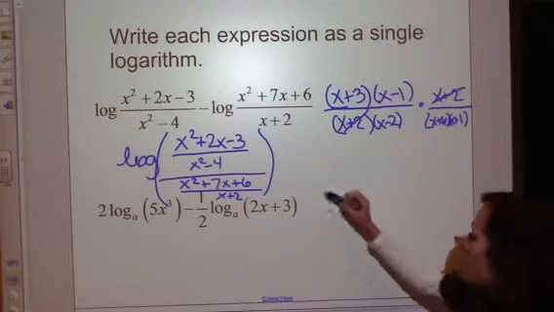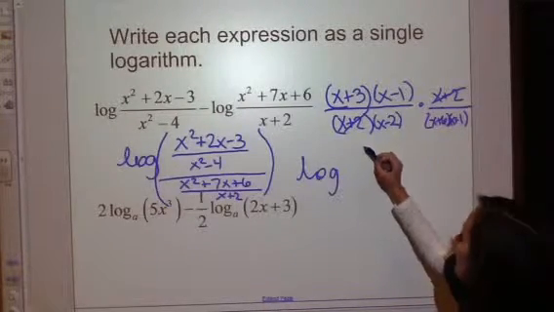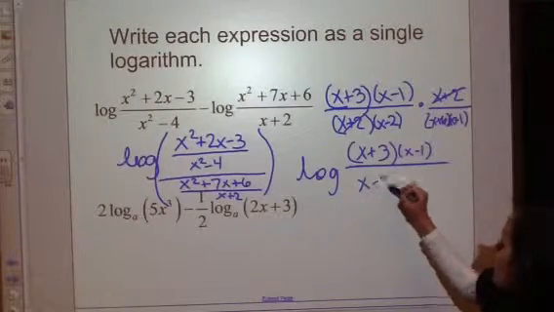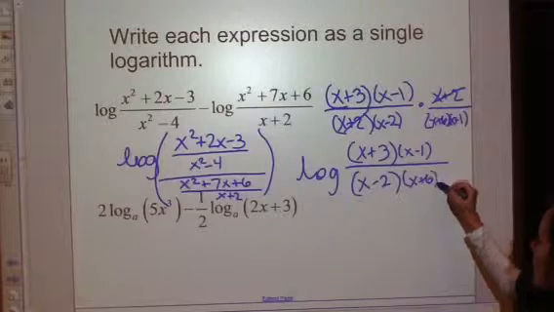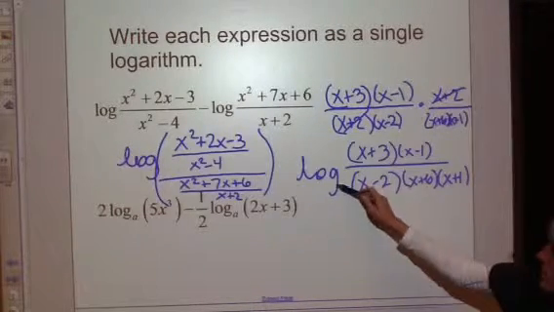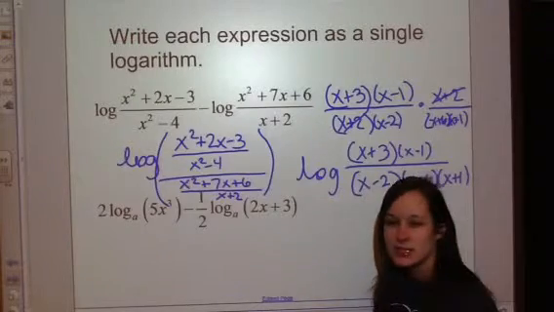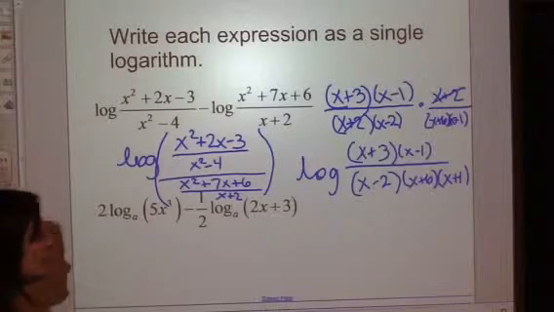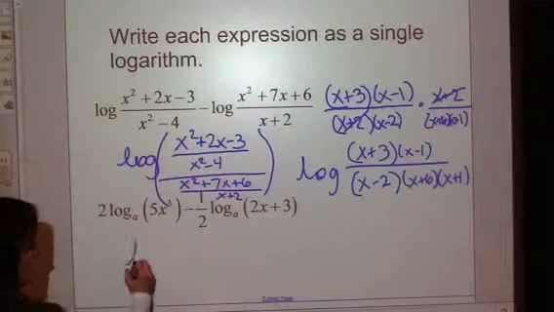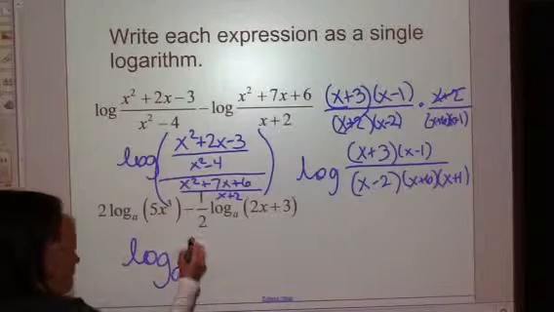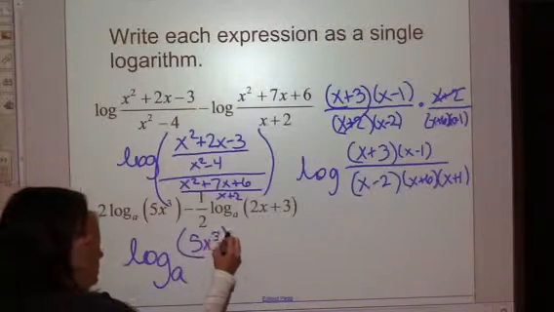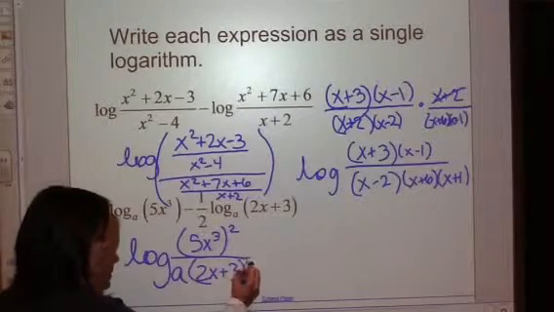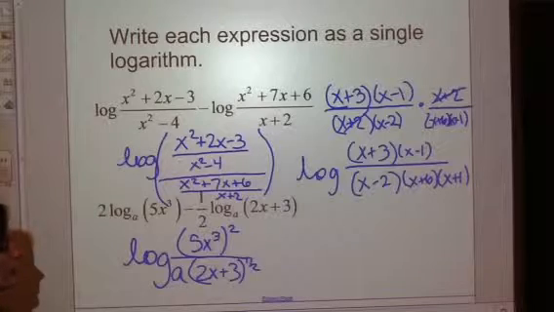Now this would be for extra credit. So you get log of x plus 3 and x minus 1 on top over x minus 2 and x plus 6 and x plus 1. Notice this didn't have a base on the log. That means your base is 10. If it does not have a base on your log written there, it is assumed that it is 10. So for this one, you're going to get log base a of 5x cubed squared divided by 2x plus 3 to the half. And there's your answer for that one.